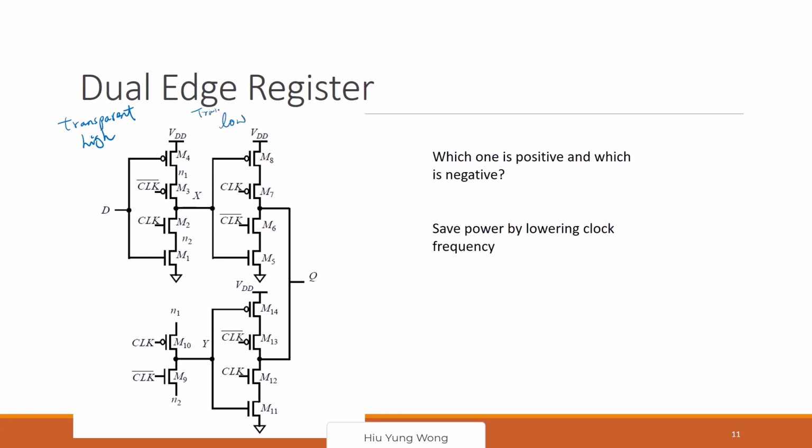So on the top, what type of register is this? Positive or negative edge trigger? You see that when the clock is high, you copy to X. When it is low, you copy to Q. So when you go from high to low, you suddenly copy the data, right? So this is negative edge trigger. Negative. Thank you.